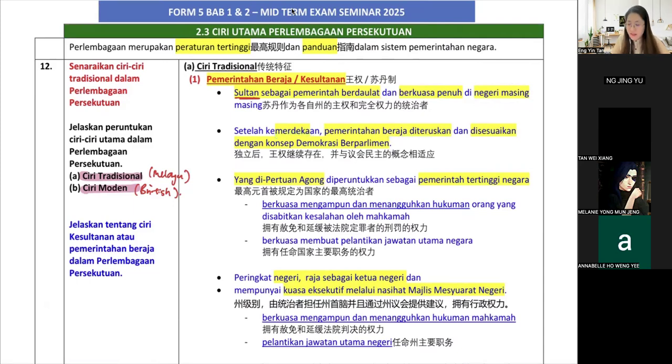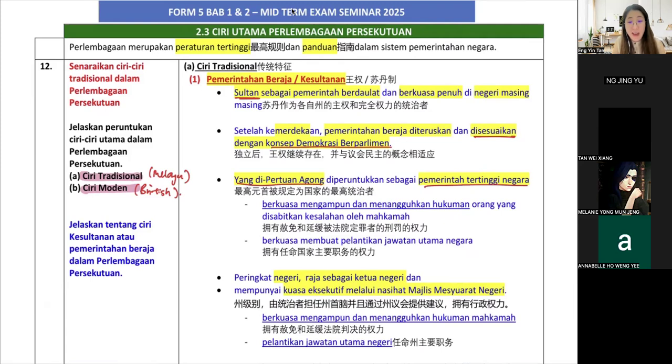It's just that they need to be what? Disesuaikan dengan demokrasi berparlimen. See, I told you. We still practicing the king. It's just that the way we practice is a bit different. The raja system is a bit different. We need to disesuaikan dengan konsep demokrasi berparlimen. And then you give me contoh. Contohnya today, after we merdeka di Malaysia, yang di Pertuan Agong is our pemerintah tertinggi negara.